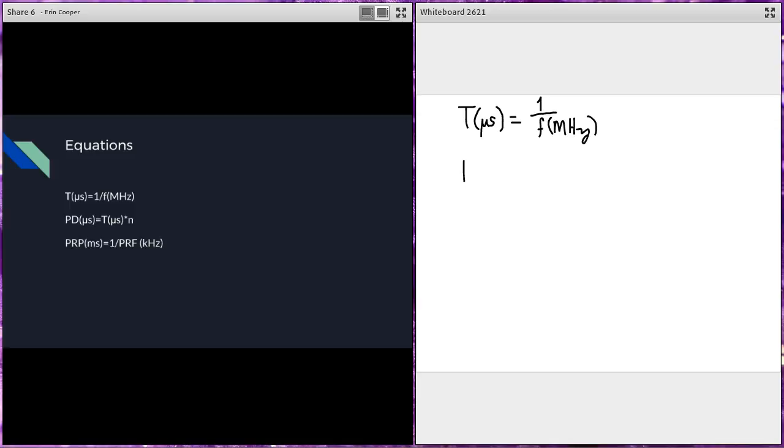All right, our pulse duration, how long a period lasts, measured also in microseconds, is the length of the period, the time length of the period, times the number of cycles.